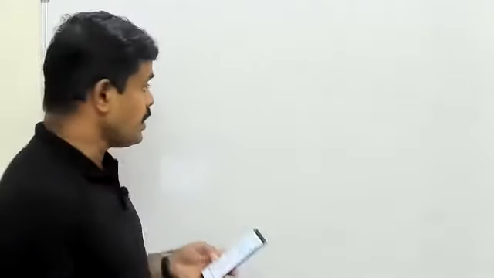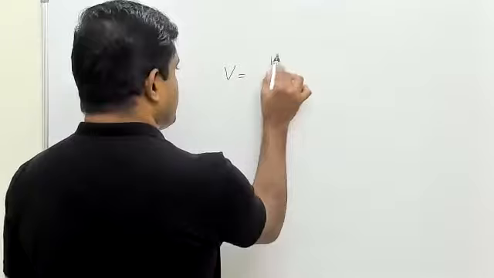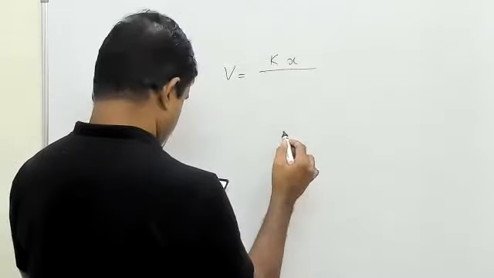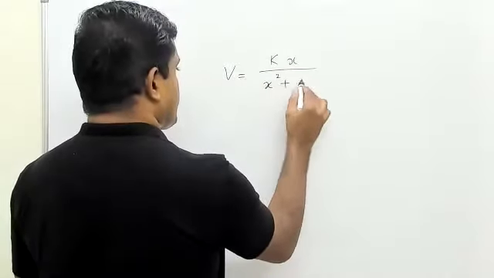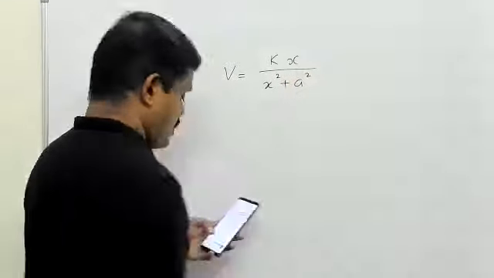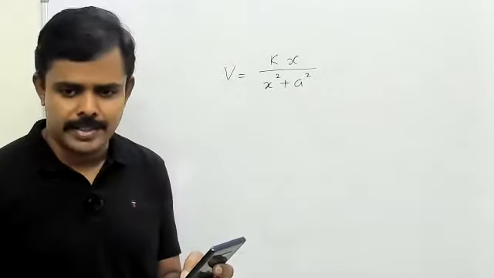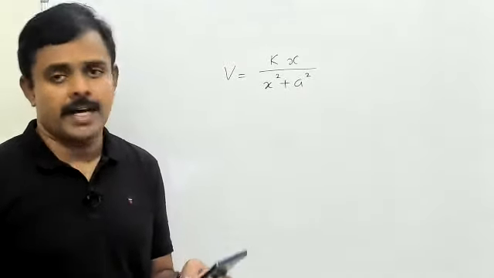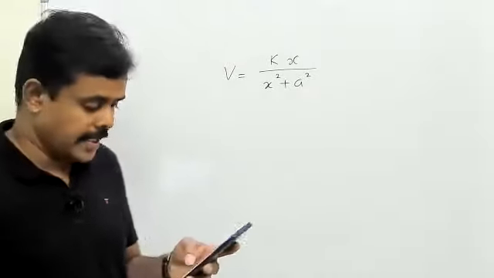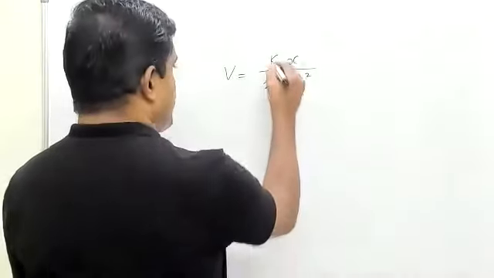Question number 8. Read the question. A certain body of mass m moves under the action of a conservative force with the potential energy given by kx divided by x square plus a square. This is the potential energy, where x is the displacement and a is amplitude. Find the units of k. Read it again.